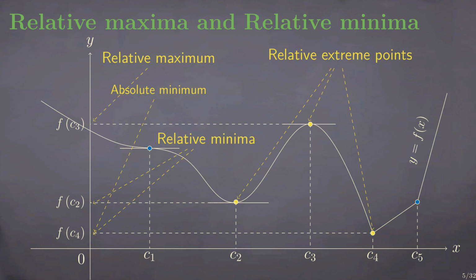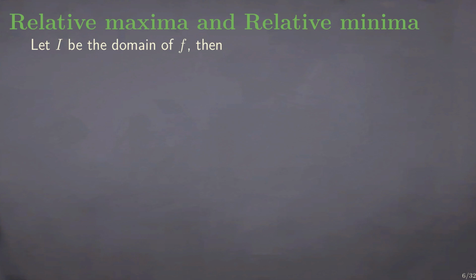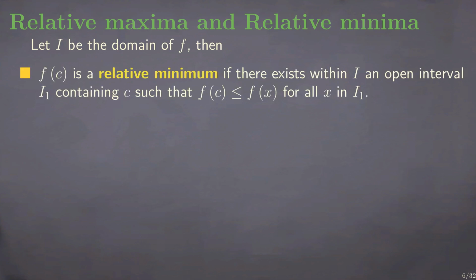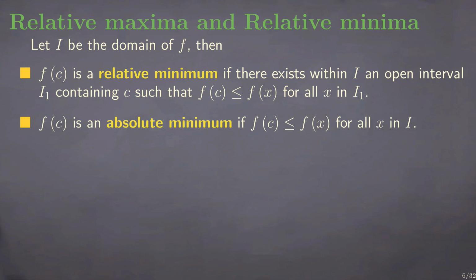Okay, so that's an intuitive way to see these new notions, but actually we can have a rigorous way to define them. Let I be the domain of the function f, then we say that f(c) is a relative minimum if there exists within I an open interval I1 containing c such that the value of f(c) is less than the value of f(x) for x belonging to I1. And if f(c) is less than f(x) for all x in the domain of f, then f(c) is called an absolute minimum of f.